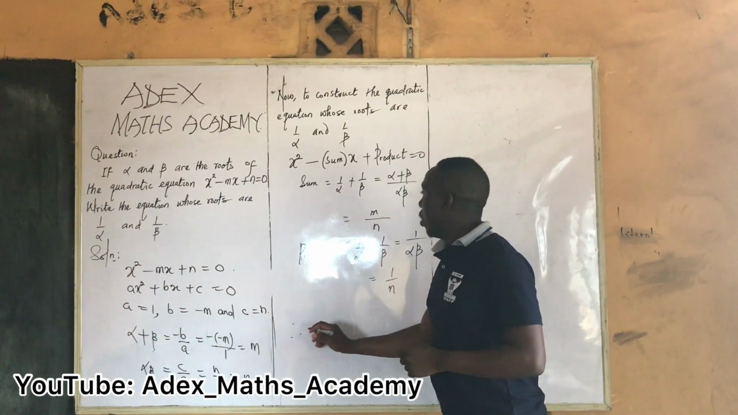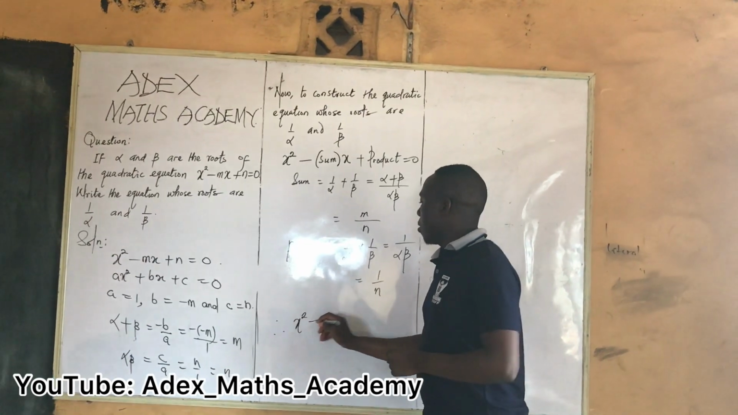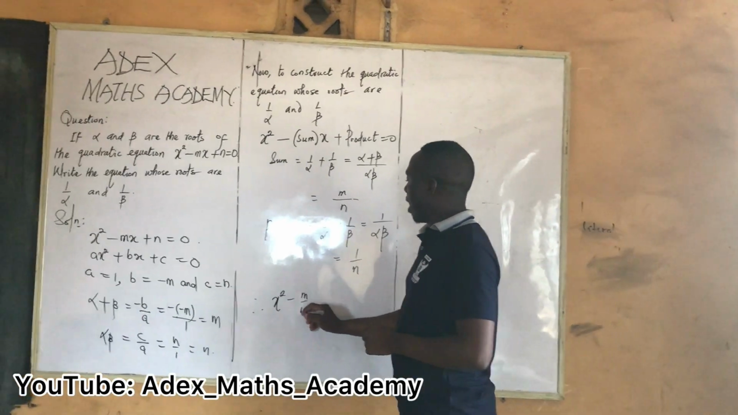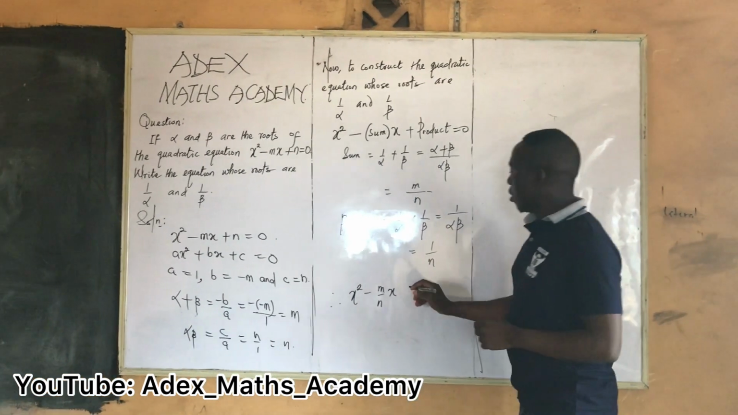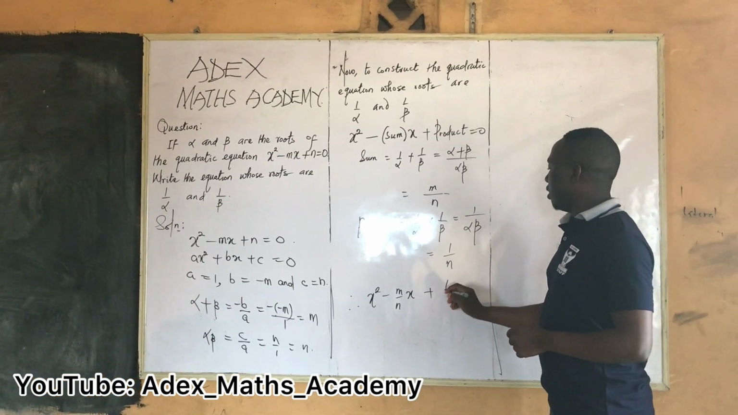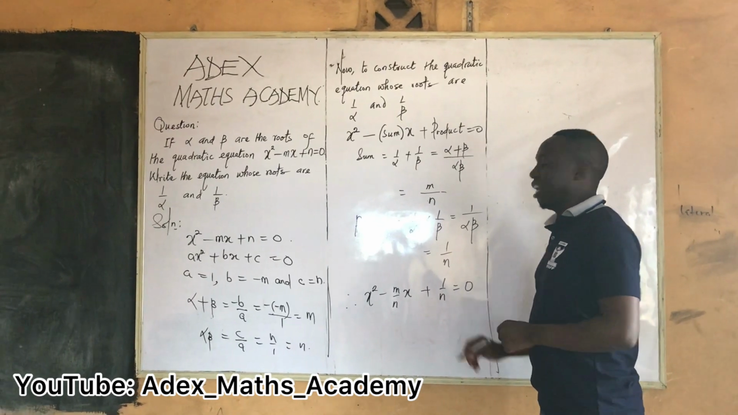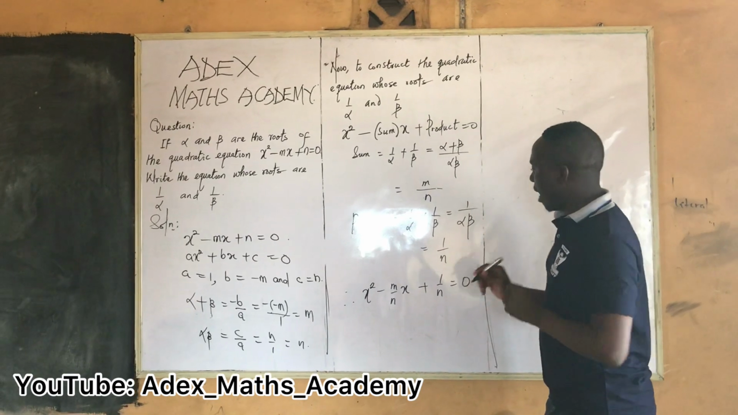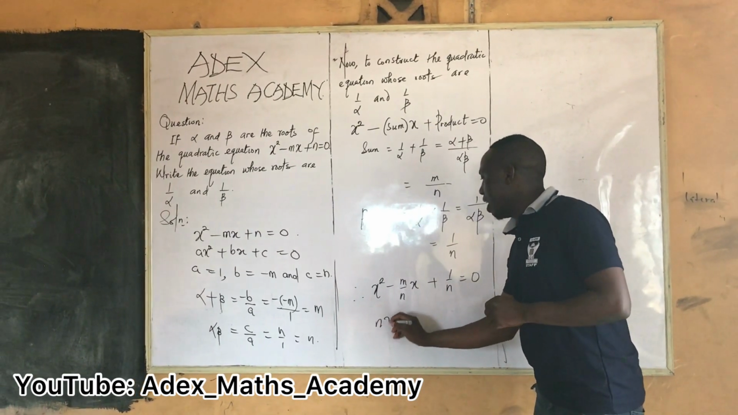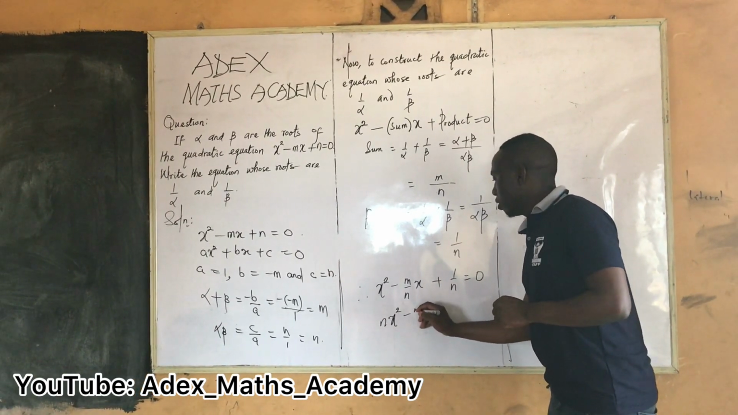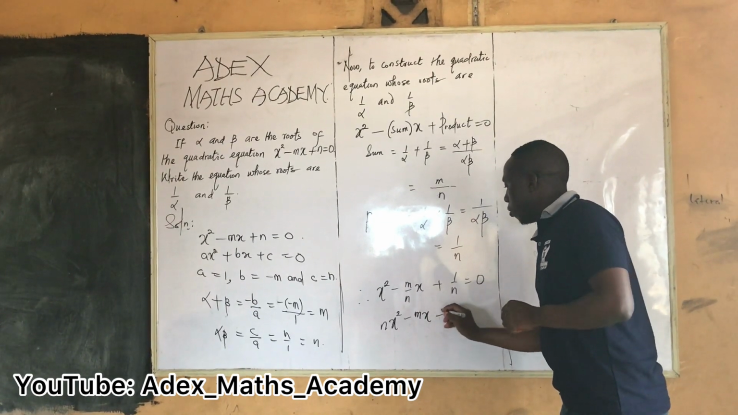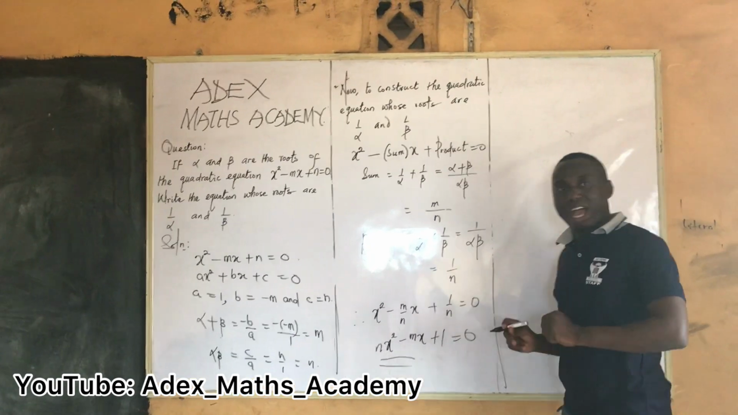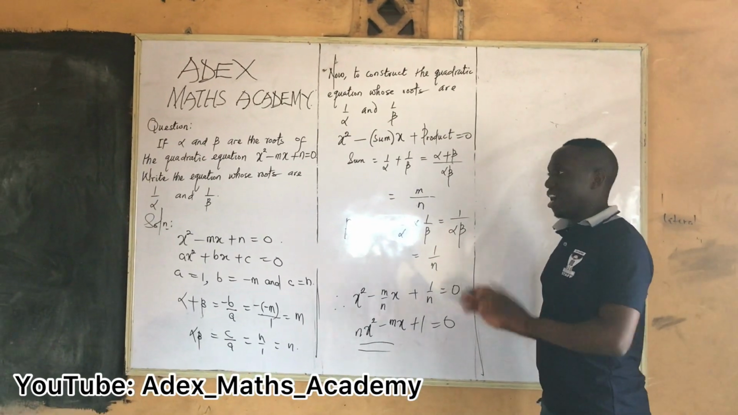Therefore, we have x squared minus the sum of the roots, which is m over n, multiplied by x plus the product, which is 1 over n, equals 0. Then we have to multiply through by n. If we multiply through by n, we have nx squared minus mx plus 1 equals 0. And this is the required quadratic equation that we are looking for.